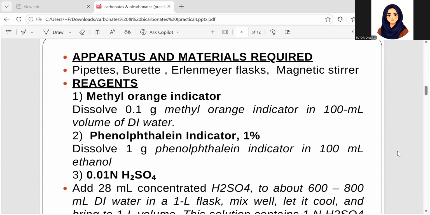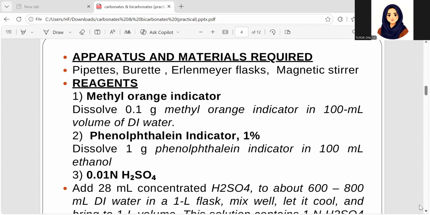The reagents are methyl orange indicator, which will be prepared by dissolving 0.1 gram methyl orange indicator in 100 ml volume of distilled water. Then phenolphthalein indicator 1% will be created by dissolving 1 gram phenolphthalein indicator in 100 ml ethanol.